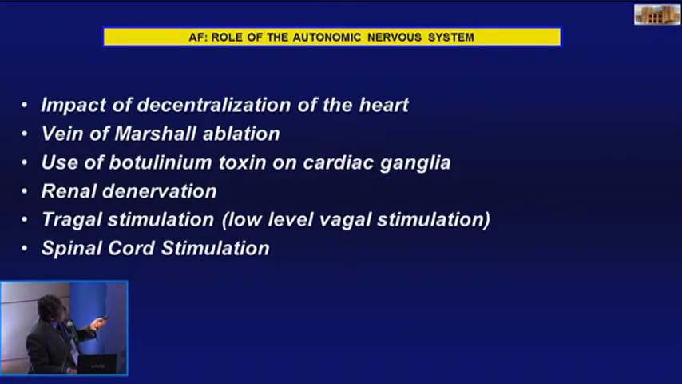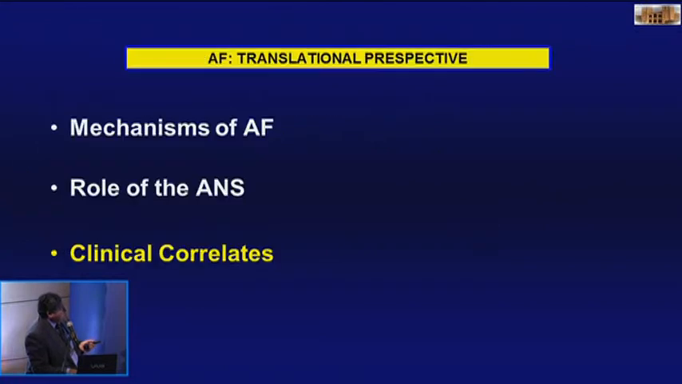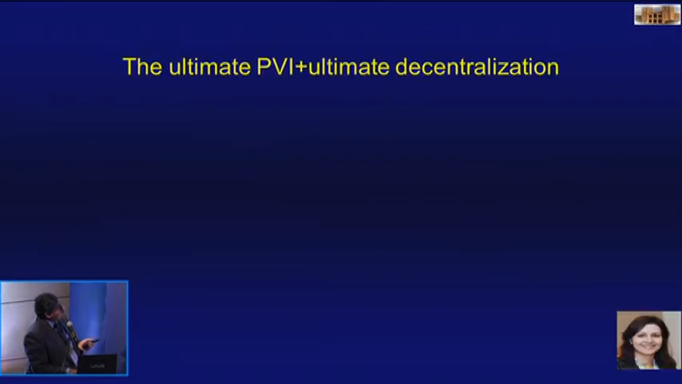So you can do a whole lot of procedures, and you just saw today in the live case ablation of the vein of Marshall, which, by the way, has a lot of autonomic structures. So ablating the vein of Marshall is also a form of GP ablation. So let's start off with the most extreme or a bookend example.